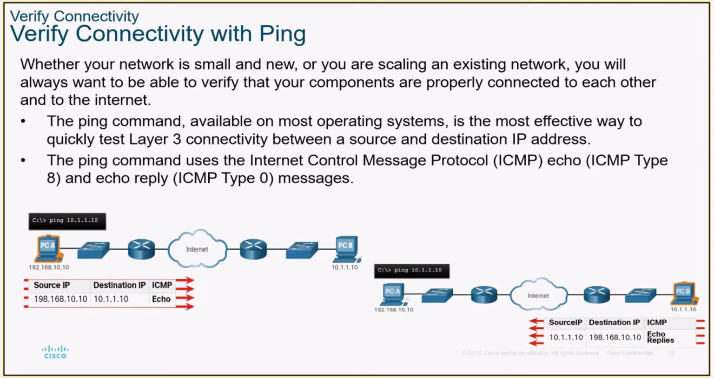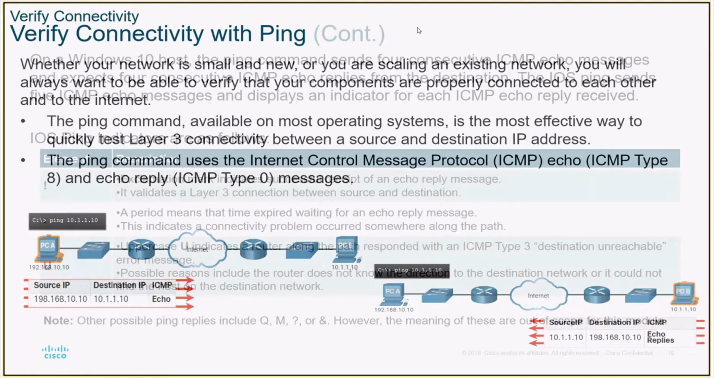The ping command uses ICMP echo request and echo reply messages. And so the echo request is type 8 and the echo reply is type 0. I think we actually looked at that on Wireshark, didn't we? And so, of course, that's a very quick way of verifying connectivity.